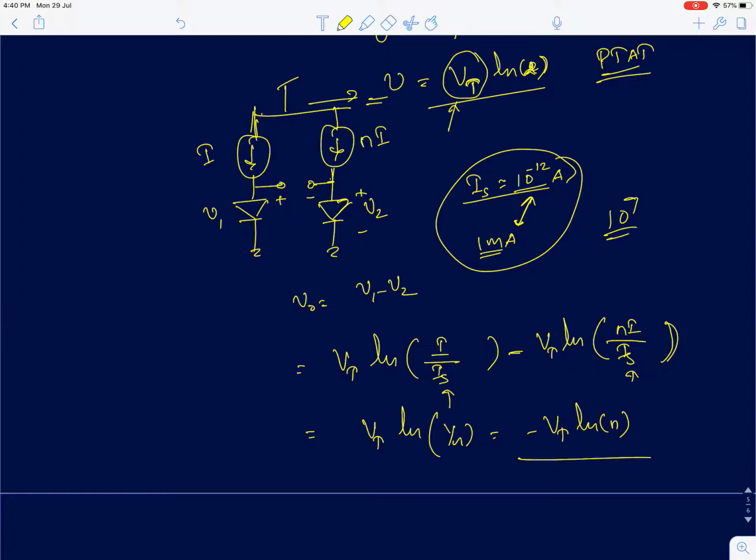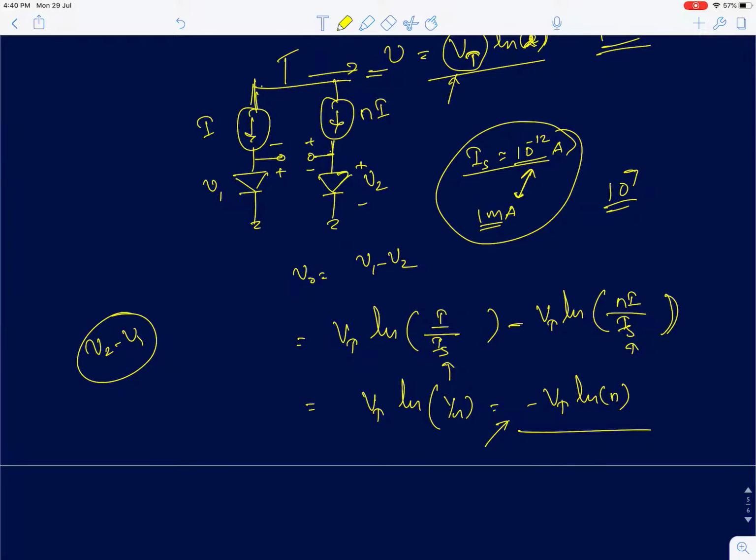Now if I take the voltage between these two, if I subtract V2 minus V1, I am going to get a Ptat, proportional to absolute temperature. But this voltage actually has a negative temperature coefficient, meaning if you increase the temperature, the voltage is going to reduce linearly. Such a voltage is called Ctat, complementary to absolute temperature. It just reduces linearly.